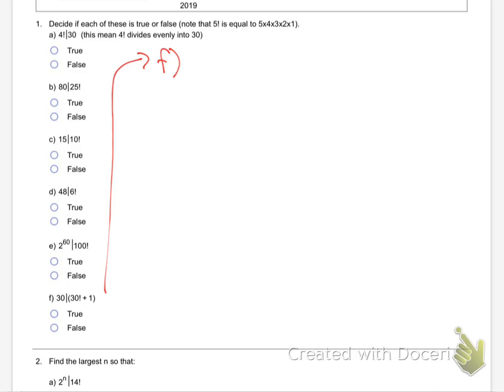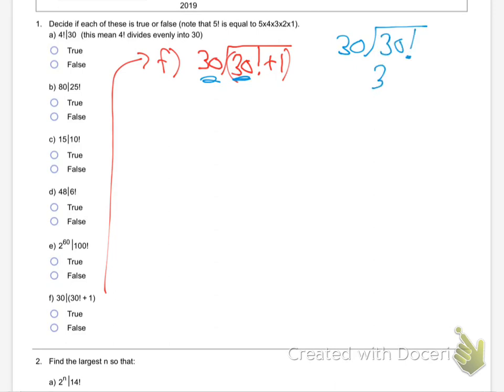Bring that up. Does 30 go into 30 factorial plus 1? Well, the trick on this one is to realize that 30 does go into 30 factorial. That part is a yes. Because 30 factorial means 30 times 29 times 28, etc. So certainly 30 can go in there because 30 goes into that 30. So yeah, 30 goes in.